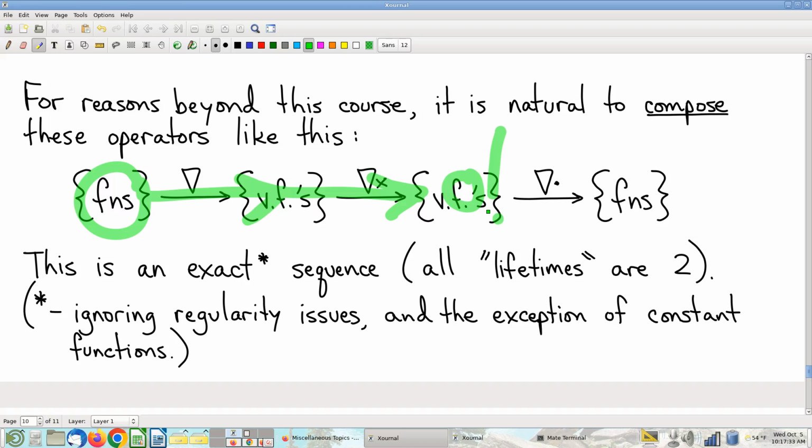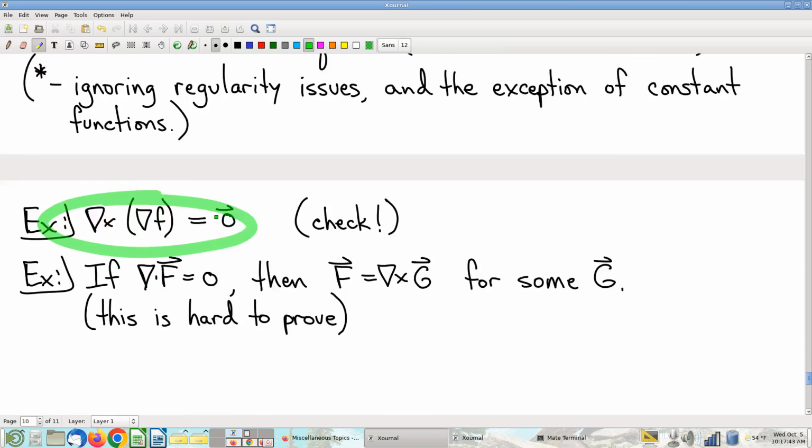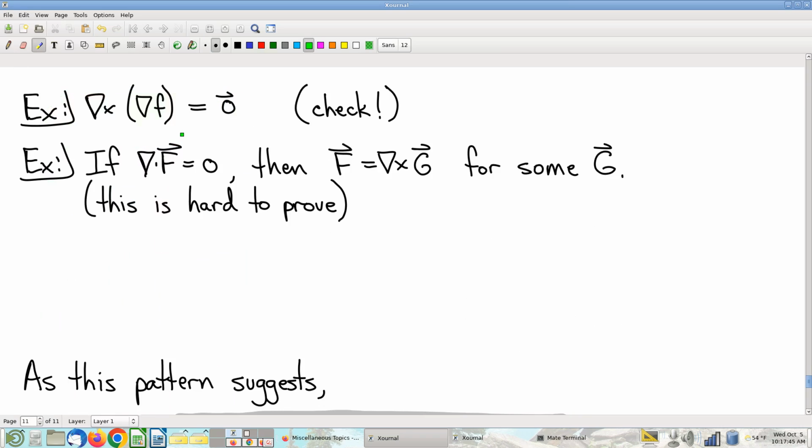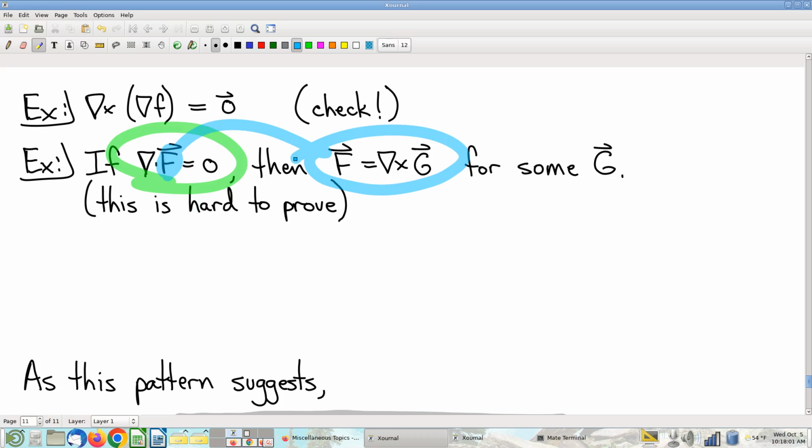So that's kind of neato. You always get 0? Wow, what are the odds? It's got to be useful for something. Here's another one. If you have a vector field whose divergence is 0, and there are some regularity requirements here that I don't want to get bogged down in, if the divergence of a vector field is 0, then that vector field is itself a curl of something.